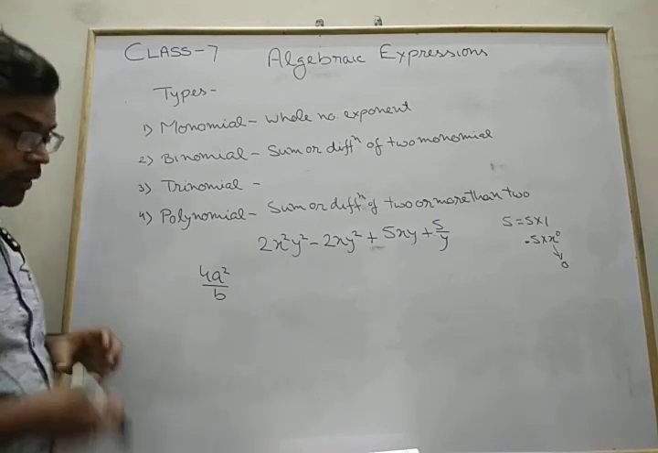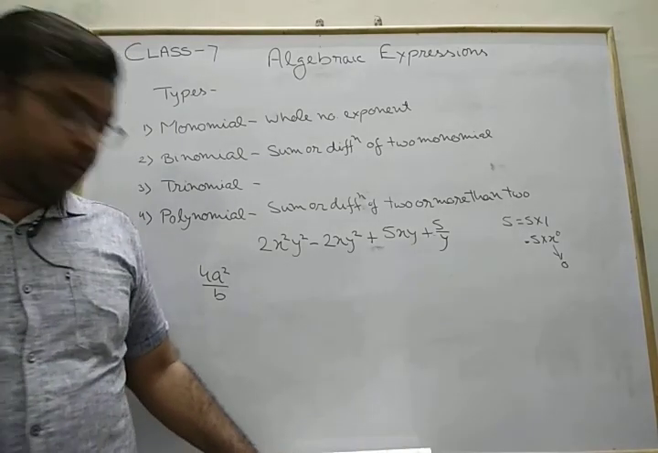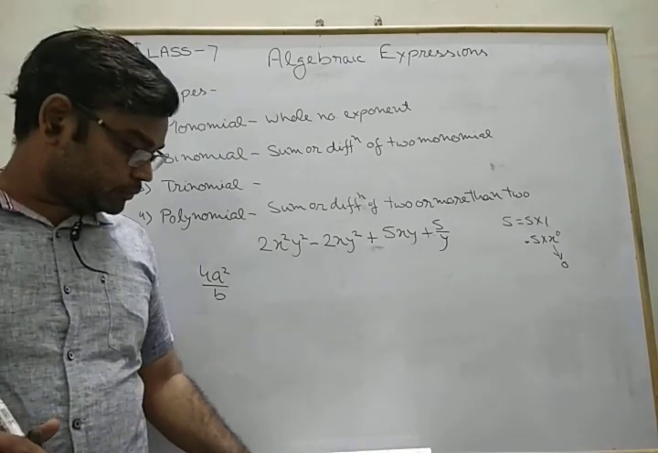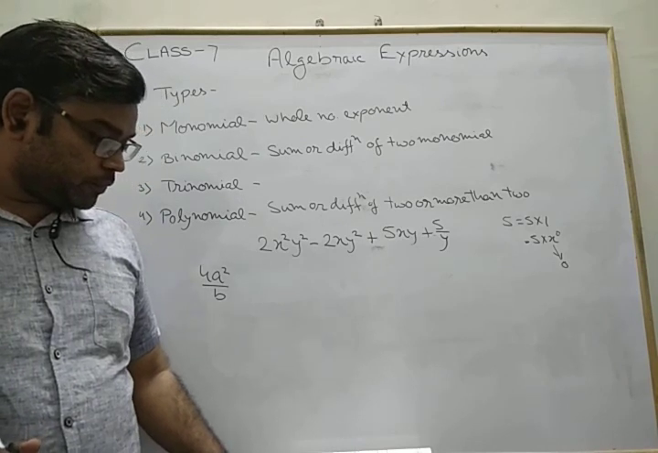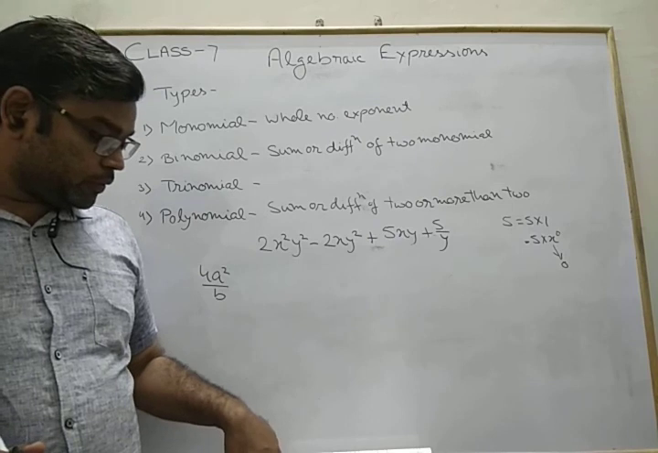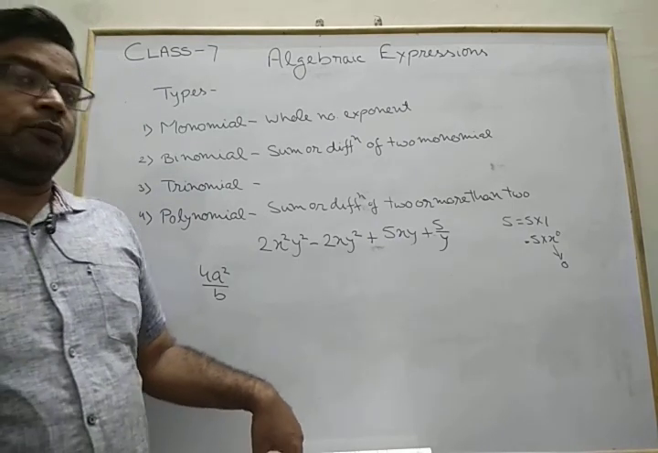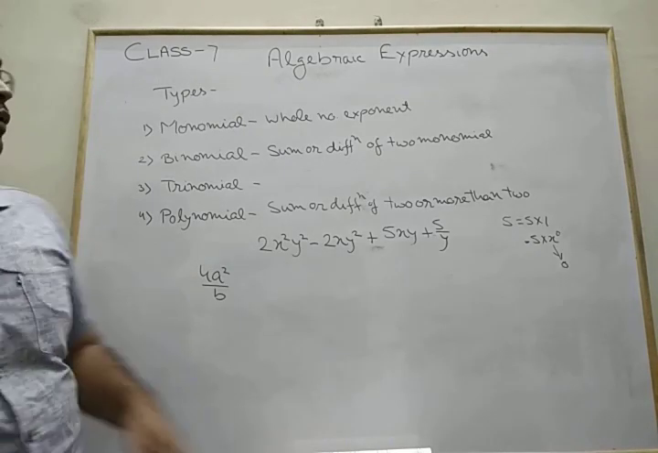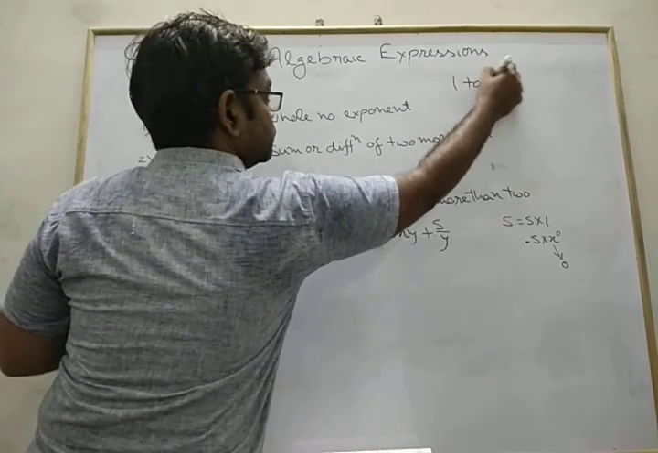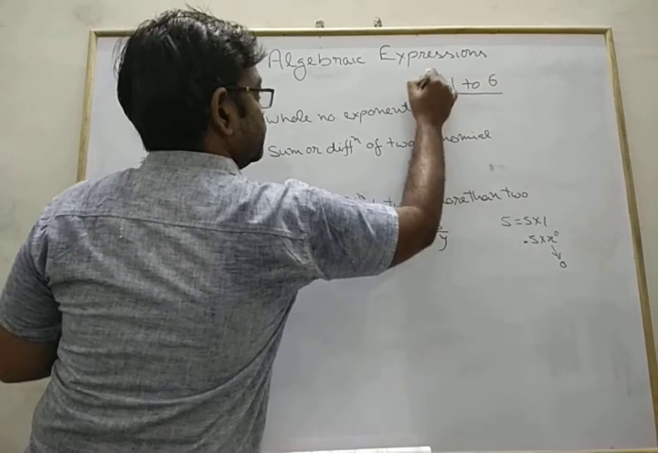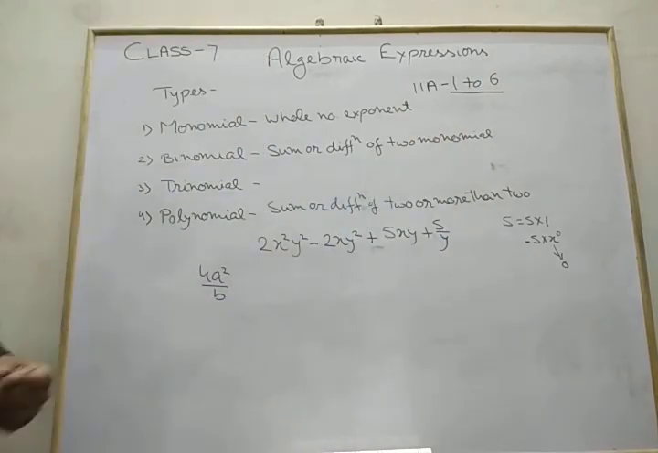Similarly, I think you are able to try question number 1 to 6. From tomorrow onward, we are going to discuss 7 onward. So try to solve questions 1 to 6 of Level A exercise. That's all for today. Thank you.